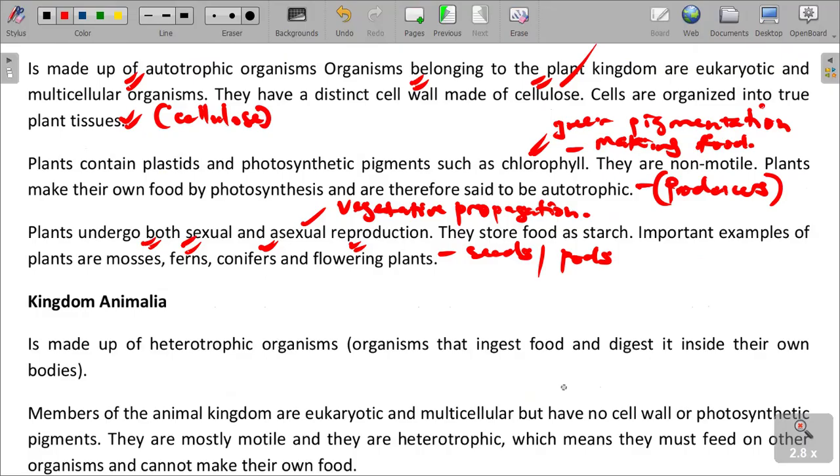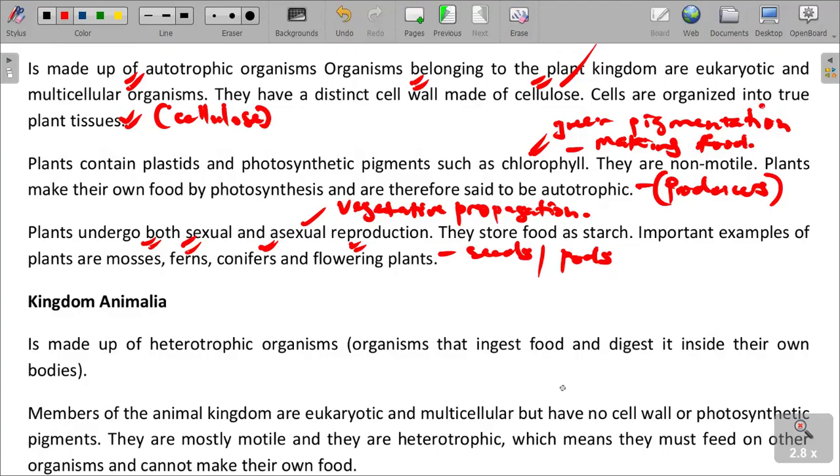When you look at plants, we are able to understand that there is both vegetative and sexual reproduction, which also allows plants to store starch. Plants do have chlorophyll, and we also understand that they photosynthesize, hence we call them autotrophic.